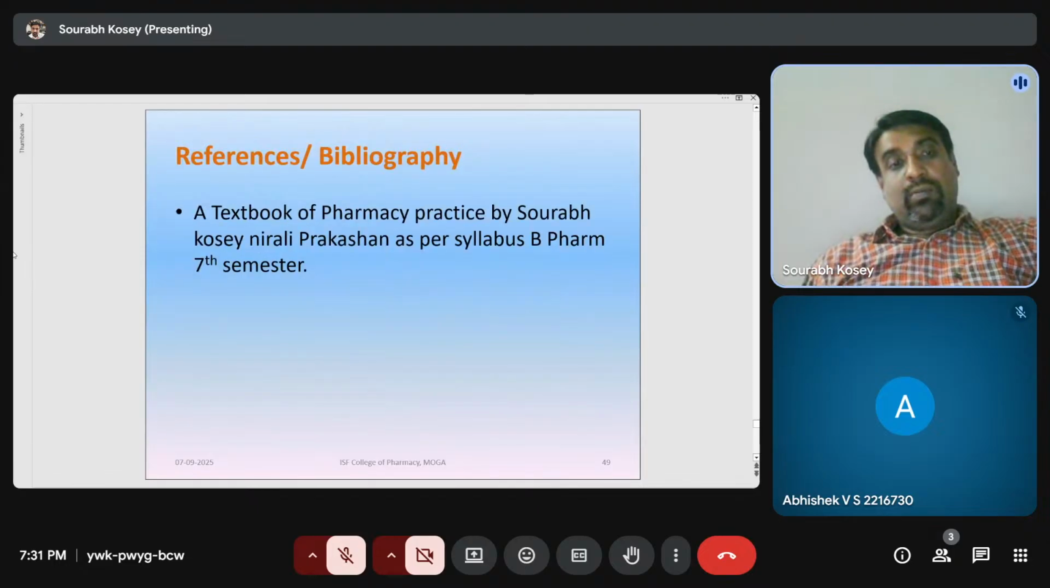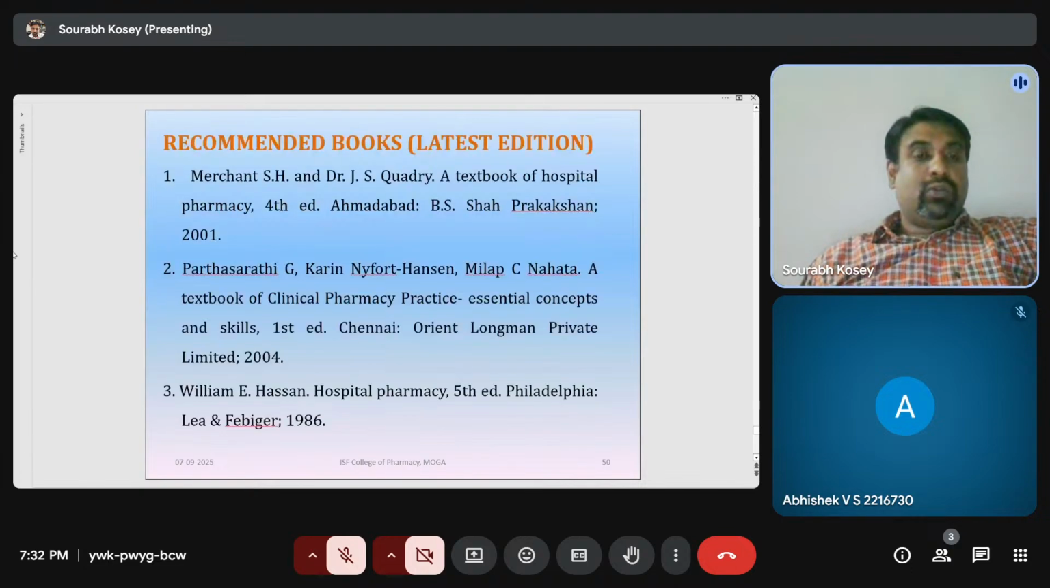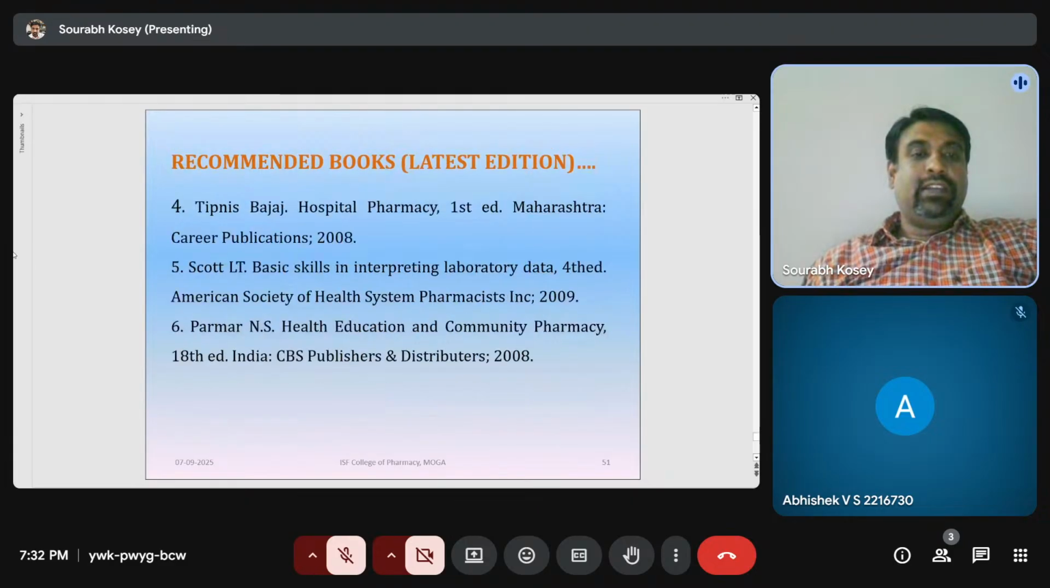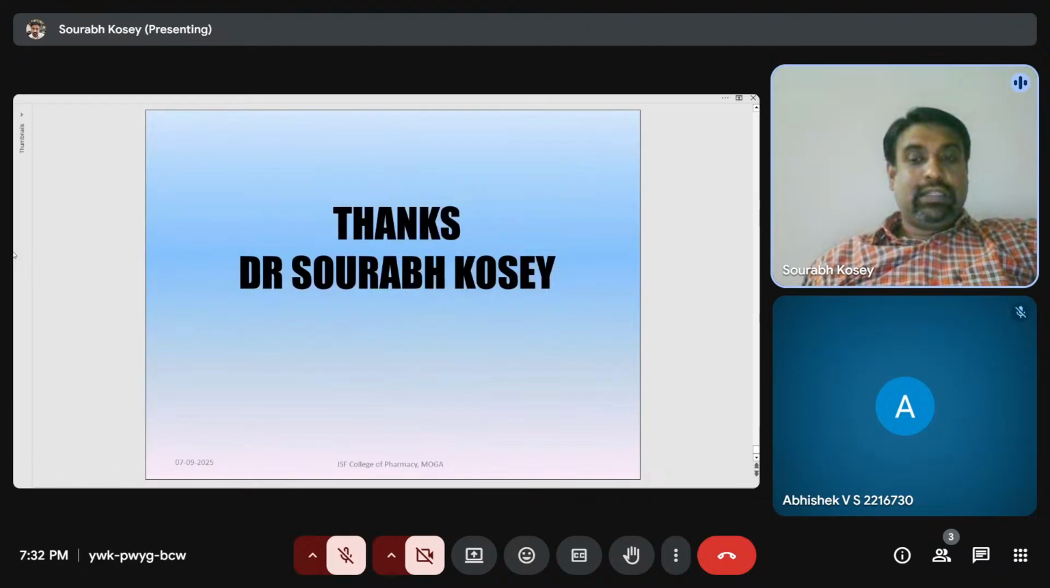I have authored a book for the 7th semester, published by Nirali Prakashan in strict compliance with the Pharmacy Council of India syllabus, and the code is here. As per the syllabus, you can also go for the books by Merchant, S.H. Kadri, Parthasarthi, G. Williamson, Hanson, Tipnis, Bajaj, etc. You can also follow journals like Therapeutic Drug Monitoring, Journal of Pharmacy Practice, American Journal of Health-System Pharmacy, Pharmacy Times, etc.